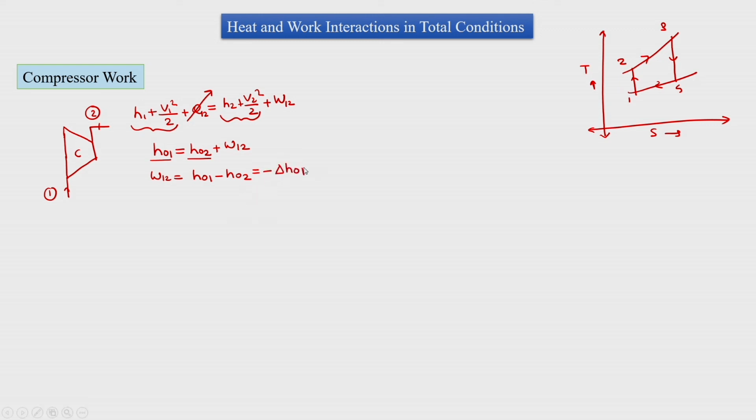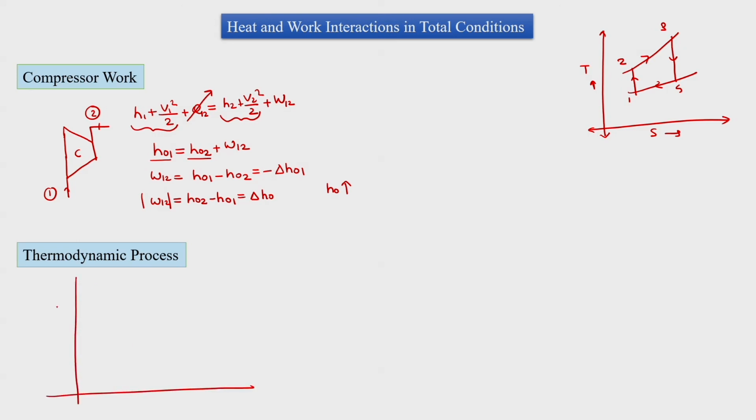delta H naught. Practically this work is added into the system, so W12, which is work input to the system, is H02 minus H01. This is delta H naught. We can see that if we add work into the system, total enthalpy increases. So for the compressor, total enthalpy increases. Now we can move and add the thermodynamic process for the compressor.